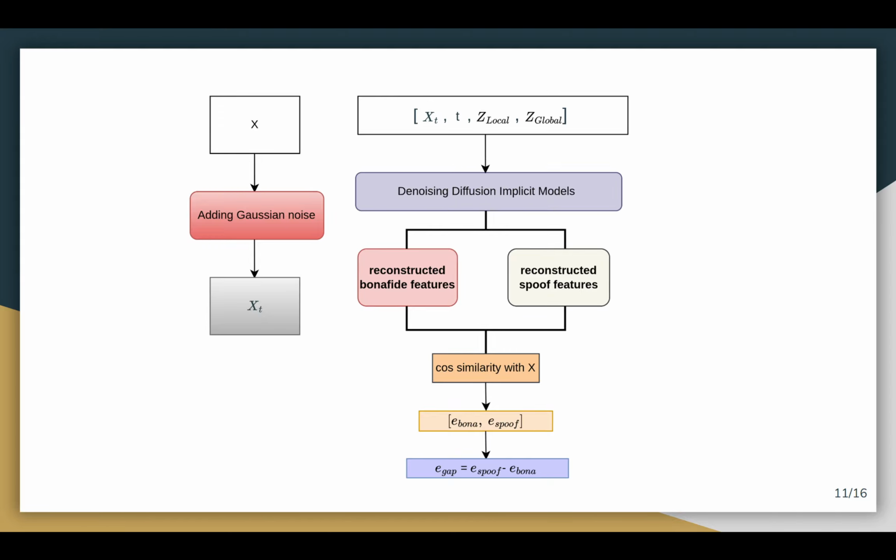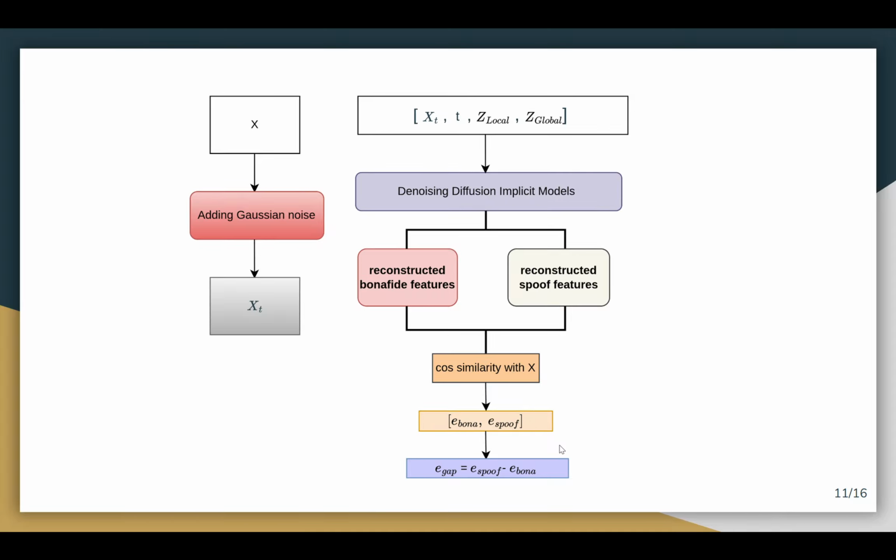We reconstruct the speech feature twice, once under the bona fide condition, and once under the spoof condition. Each reconstructed feature is compared with the original X, and cosine similarity gives us two energy values. Finally, we take the difference between these two energies to form an energy gap. This gap tells us whether the signal behaves more like bona fide or spoof speech, and is used as an additional decision proof. In the training mode, if the input is spoof, it will be E bona fide minus E spoof, and then we expect to see that E gap is bigger than 0.